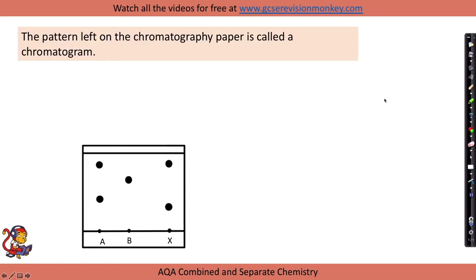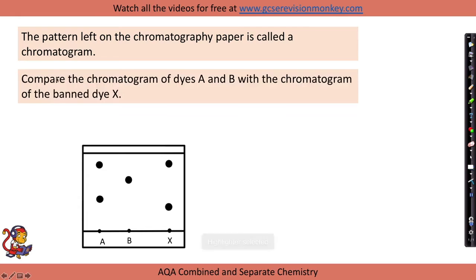So the pattern left on the chromatography paper is called a chromatogram. After we've left it to dry, we will see several dots of different colours on the piece of paper. We would then compare the chromatograms of dyes A and B with the chromatogram of the banned dye X. In your exam, you're likely to see a chromatogram in black and white like this, rather than it being printed in colour, and each dot just shows how one of the colours is separated as it's gone up the page.